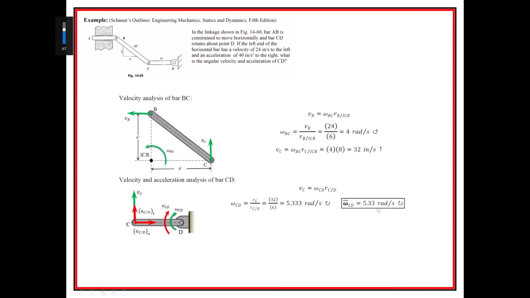So that's partly the answer right there. We were asked to find the angular velocity of CD, and we sure did. So now let's try to find some acceleration stuff about it.